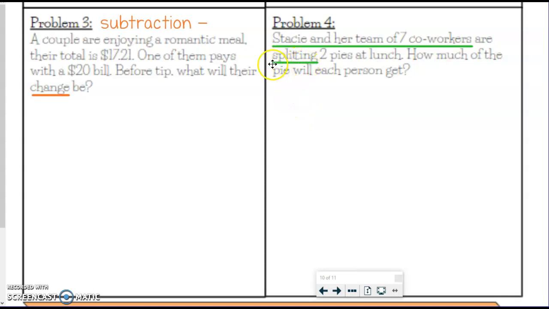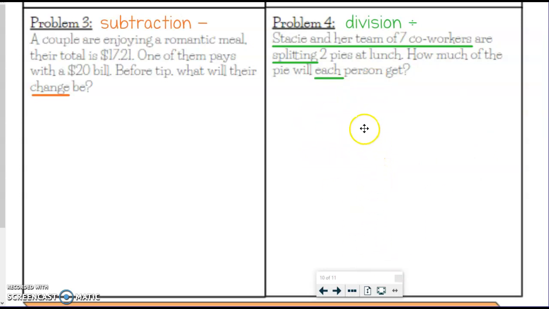Okay? And when I hear the word split, I should be thinking of division. The other word that should have showed you that is it said how much of a pie will each person get. So they're splitting it equally, and they're each going to get a certain amount, so that would be division. Okay? Now be very careful. Don't split up the coworkers, so those are not your dividend. The pies are your dividend, so 2 should be on the inside, 8 should be on the outside. So I gave you a big hint on how to set that up.